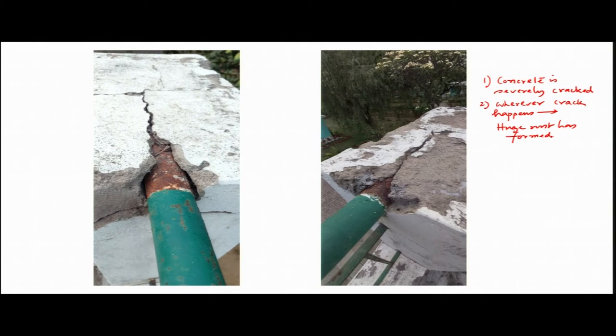So, there are some pillars where the crack has just opened up. For example, in this case the crack has just opened up, but still you could see there is a huge amount of rust. Here also huge amount of rust. So, these are two observations. Now, let us see why this crack has formed. There are two reasons.